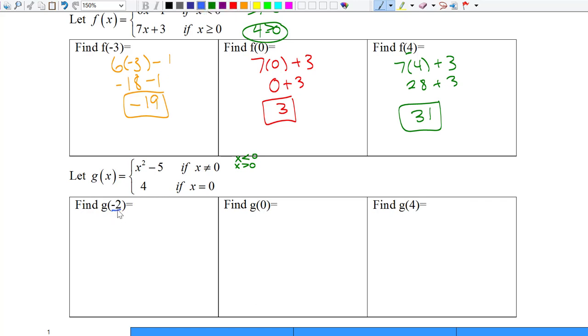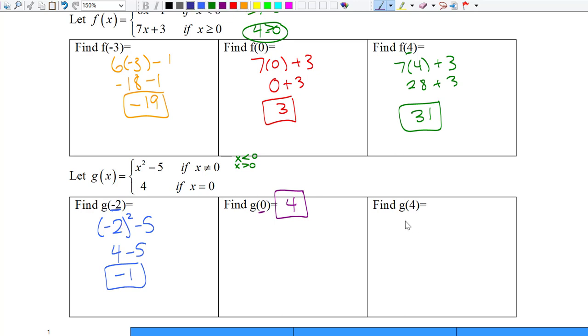So as the first one, is negative 2 equal to 0 or not equal to 0? Well, it's not 0, so I'm going to go ahead and plug into the first one, which is negative 2 squared minus 5. Negative 2 squared is positive 4, and 4 minus 5 is negative 1. On the next one, g of 0, is 0 equal to 0 or is 0 not equal to 0? Well, it is. So this one's really easy. There's no plugging in to be had at all. If x is equal to 0, then g of x equals 4, period. Easy. No work to be shown there.